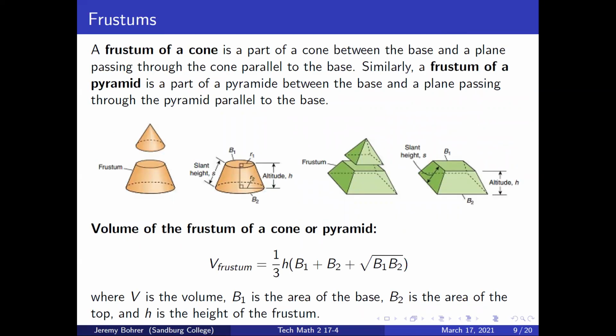A frustum of a cone is a part of a cone between the base and a plane passing through the cone parallel to the base. Similarly, a frustum of a pyramid is a part of the pyramid between the base and a plane passing through the pyramid parallel to the base. The volume of the frustum of a cone or pyramid is V sub frustum, which is equal to 1/3 H times (B1 plus B2 plus the square root of B1 times B2), where V is the volume, B1 is the area of the base, B2 is the area of the top, and H is the height of the frustum.